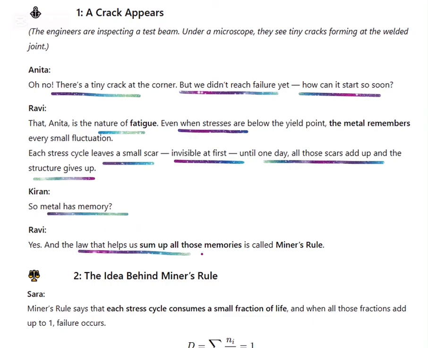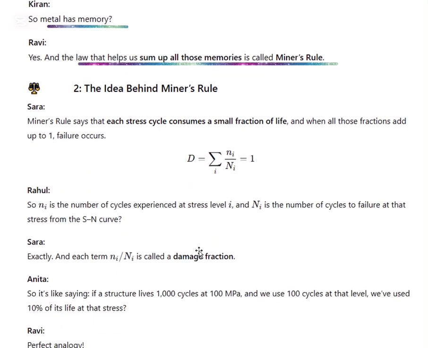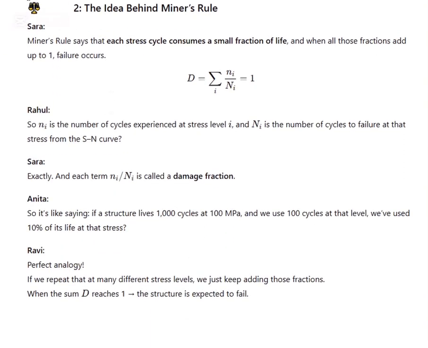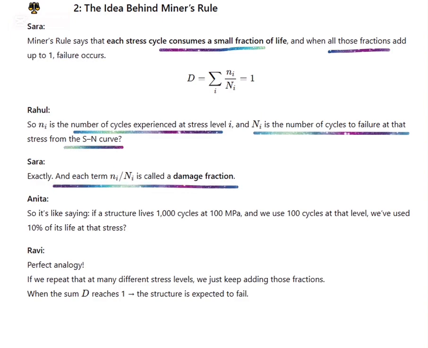And the law that helps us sum up all those memories is called Miner's rule. Miner's rule says that each stress cycle consumes a small fraction of life. When all those fractions add up to one, failure occurs. So ni is the number of cycles experienced at the stress level i, and Ni is the number of cycles to failure at that stress from the S-N curve. Each term is called the damage fraction.